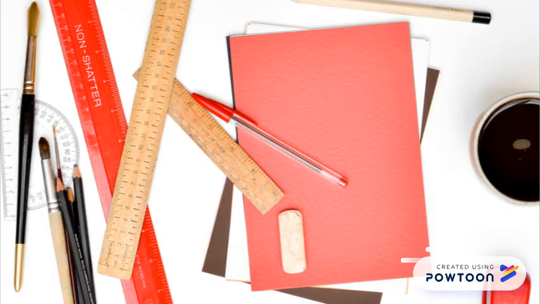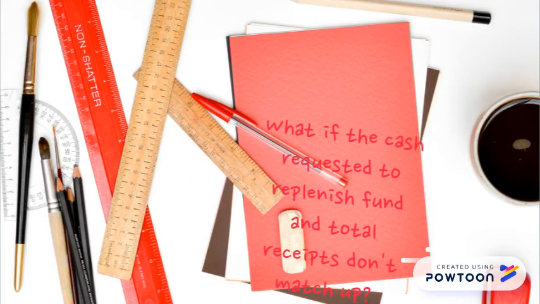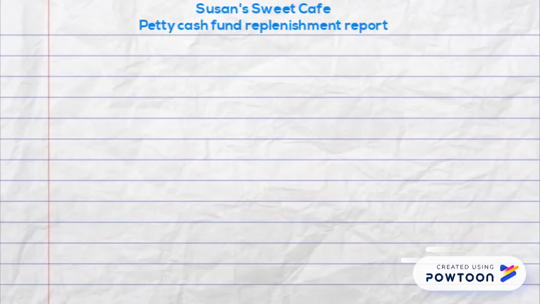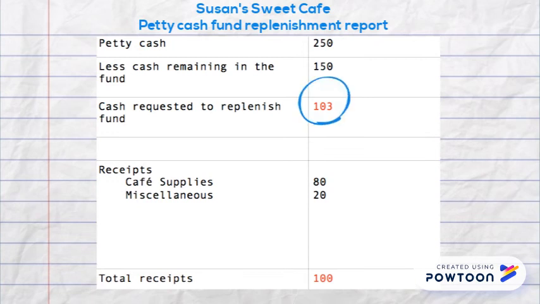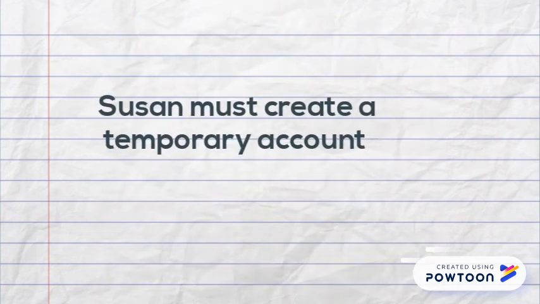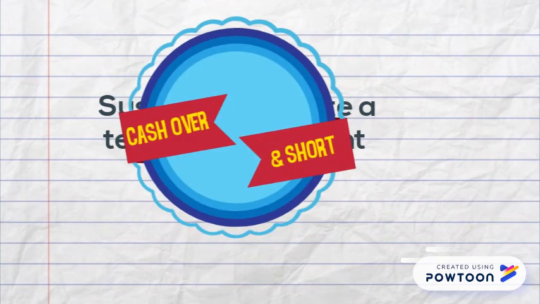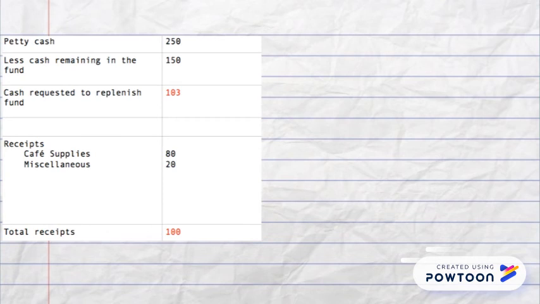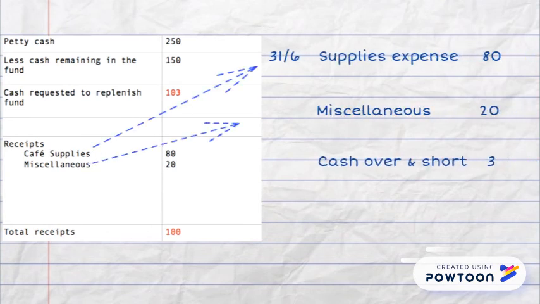So what if the cash requested to replenish the fund and total receipts don't match up? Suppose that the cash requested to replenish the fund was $3 above the total receipts. Susan must create a temporary account called cash over and short for the fund to replenish. To record cash over and short and replenish the fund, Susan would debit supplies expense, miscellaneous expense, and cash over and short, and credit cash in order for the total receipts to match the cash requested to replenish the fund.